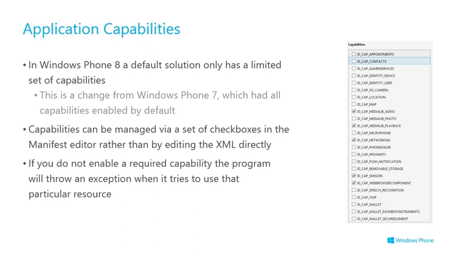But now the full list of capabilities is shown there, and you have to go in and check the ones that you need. This is now a manual thing. There's no automatic setting of these that we used to have. If you try and run an application and access one of the APIs that's linked to some of the resources, you'll get an exception at runtime when it tries to use that particular resource. So if you don't check the camera and you try and use it, then you get an exception.